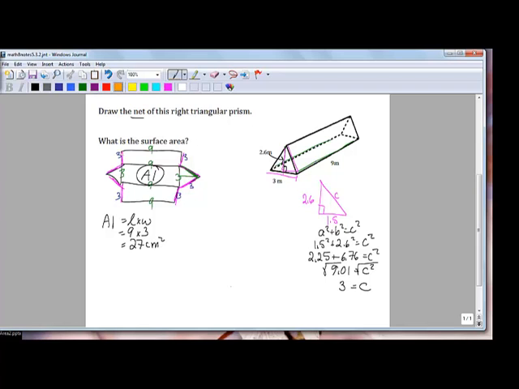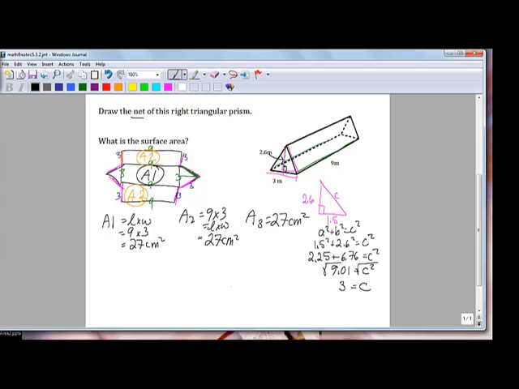Now, let's take care of these sides. In this case, they're all the same. It won't always be perfectly like that. However, A2 and A3 are the same. So A2 is another 9 times 3 times width. A3, because it's the same as A2, is also 27 centimeters squared. So we've got those 3 rectangles taken care of.